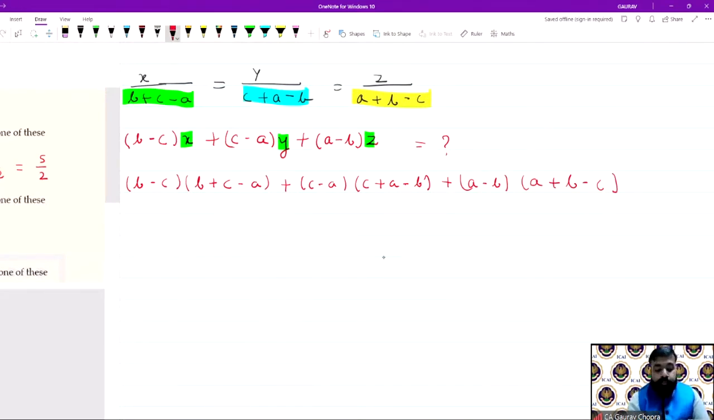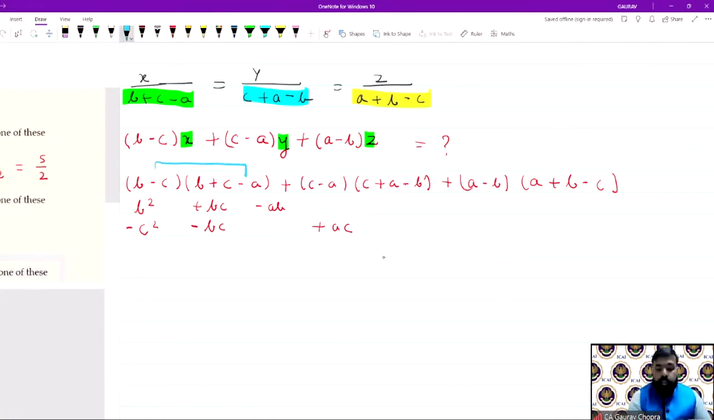Now on multiplying, we are getting B square. Then B into C is BC. Then B into A is AB. Now we are multiplying minus C with B, so we are getting minus BC. We are writing one under another so that it becomes easy to cancel. Then minus C and plus C, it becomes minus C square, and minus C into minus A, it becomes AC. So we can make a separate column for AC. So this is the multiplication of the first portion.